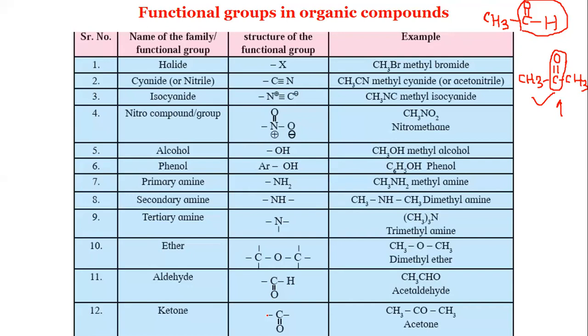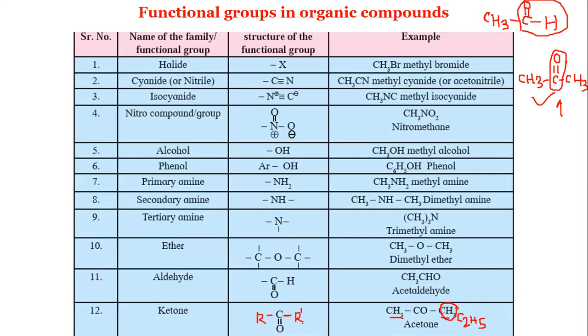So the dash indicates that this CO group is bonded to an R group. The 2 R groups may be the same, or one is different. It is R dash. See here, both the R groups are the same, CH3, CH3. The name is acetone. Now, if this CH3 becomes C2H5, the name will change because the 2 R groups are not the same. If the 2 R groups are the same, it becomes a symmetrical ketone. And if the R groups are different, it becomes an unsymmetrical ketone. So the name will change.